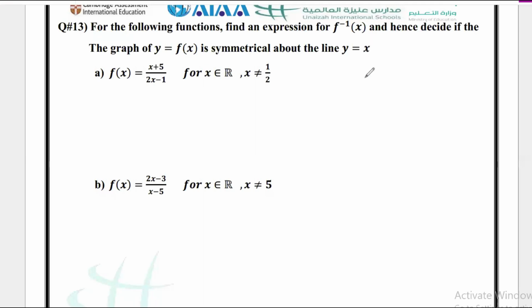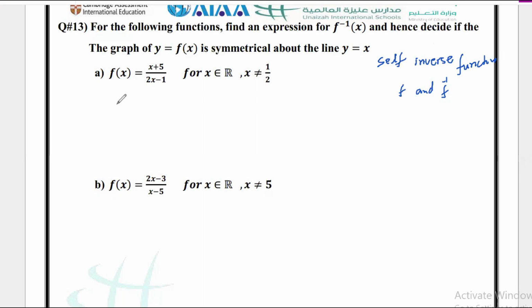Remember when we have a self-inverse function, a self-inverse function is only when f and f inverse are both the same, then it is called a self-inverse function. And in this case there is symmetry about the line y is equal to x as well.